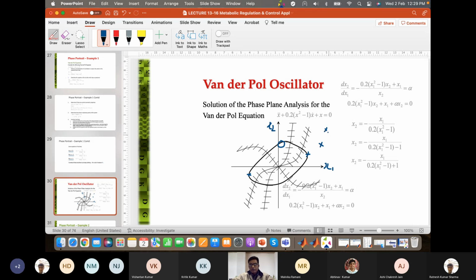So the question is, if all of these initial conditions were drawn, then what are those curves where the slope would be exactly the same? So dx2 by dx1 would be exactly alpha. That's the question you're asking. In this case, it is predefined. So alpha equal to 0 is the first one. This is the first equation. If I set alpha equal to 0, I can see that I get this equation very easily. x2 is equal to the negative of this divided by this whole term here.